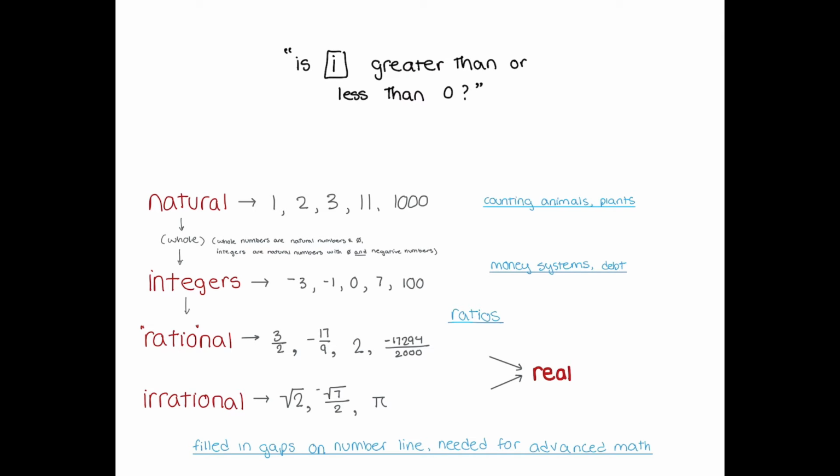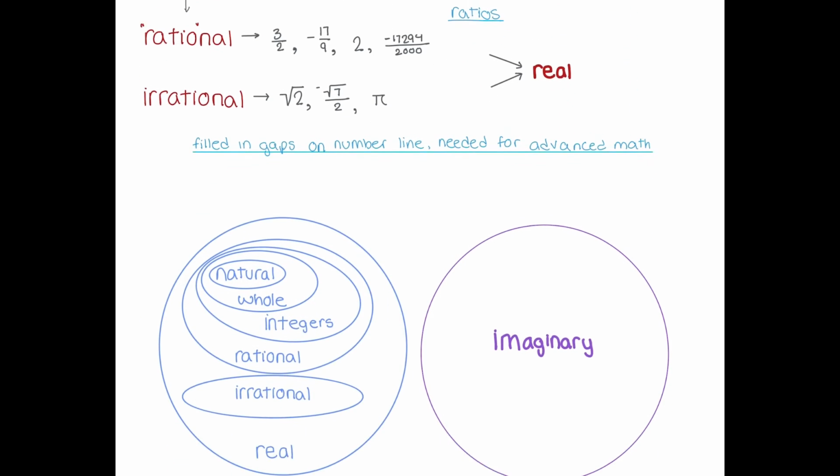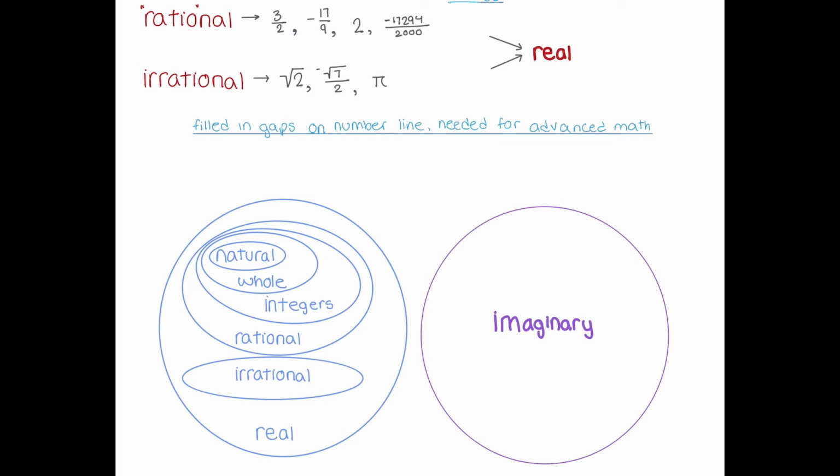But as human civilization progressed, things like money systems and the concept of debt made the use of integers clear. Soon people started using ratios such as 3/2, and it led to the rise of rational numbers. Then, advanced math gave rise to irrational numbers because they realized that there were some gaps in the number line. All these numbers are called real numbers, and they entirely fill up the number line. This diagram shows the relationship between each type of number.